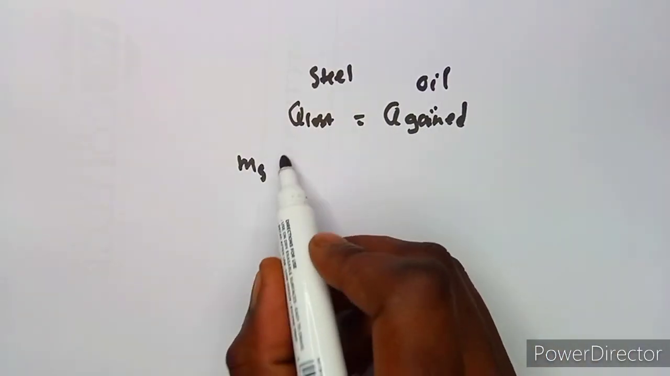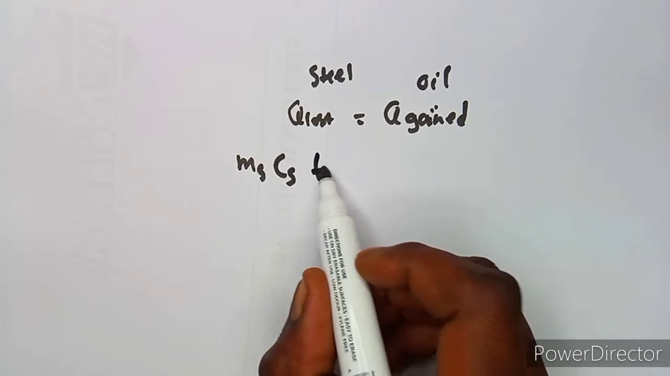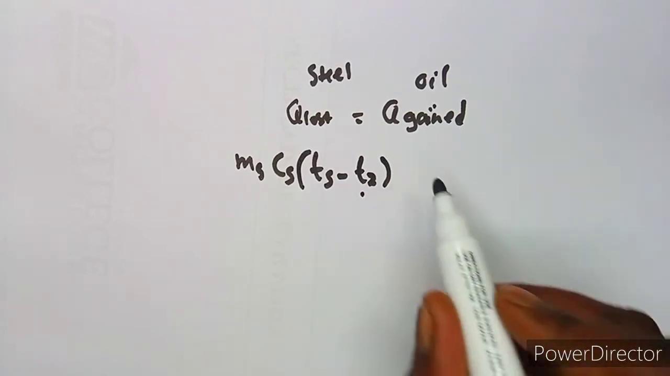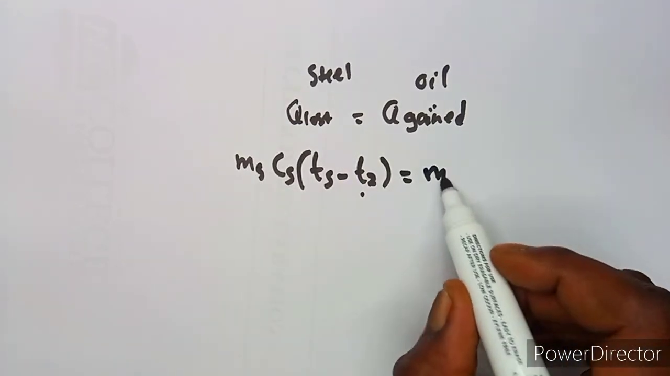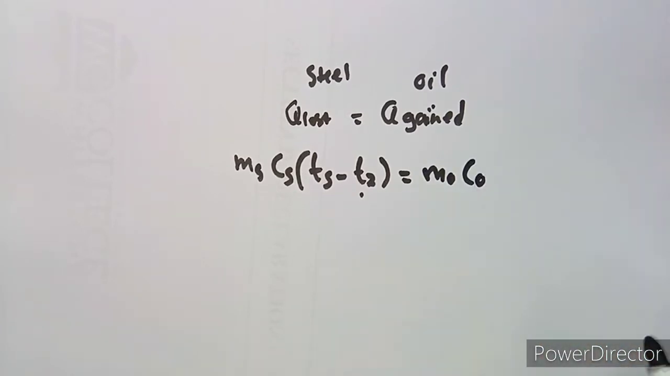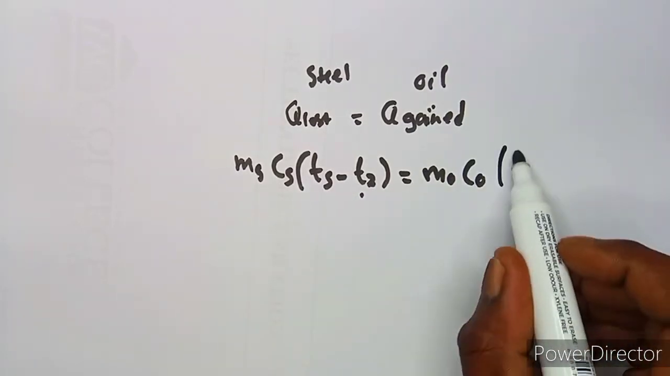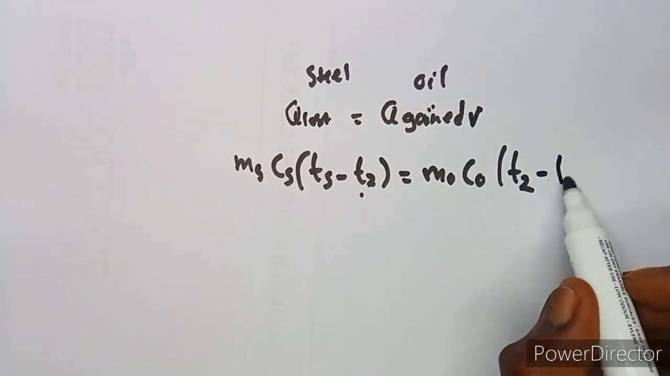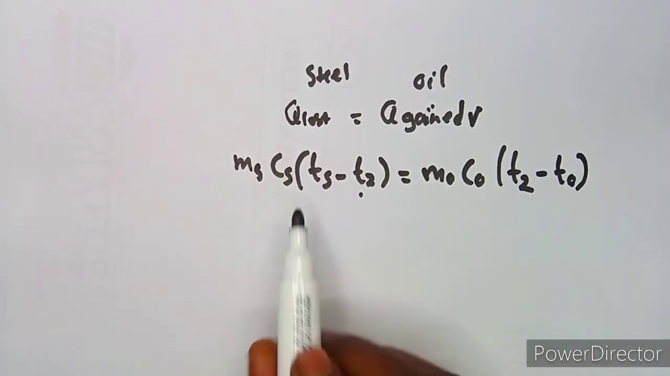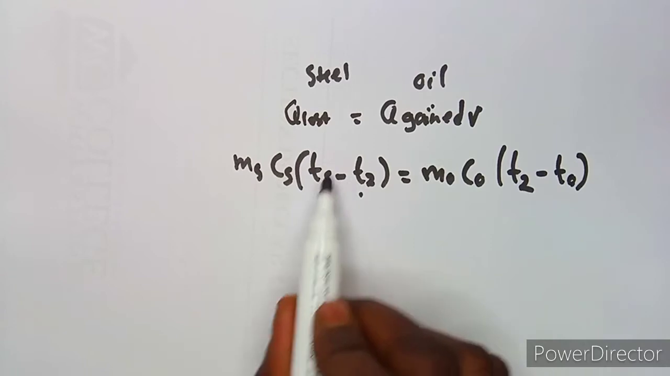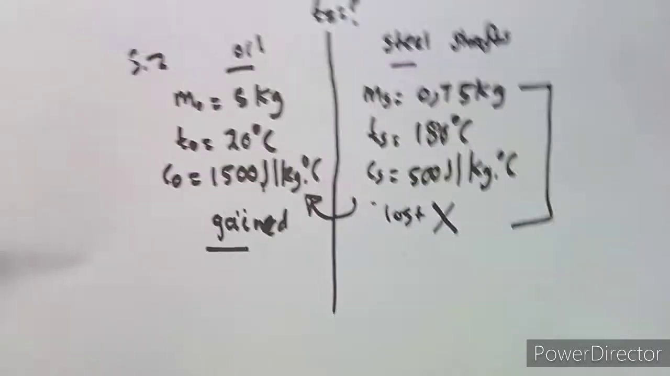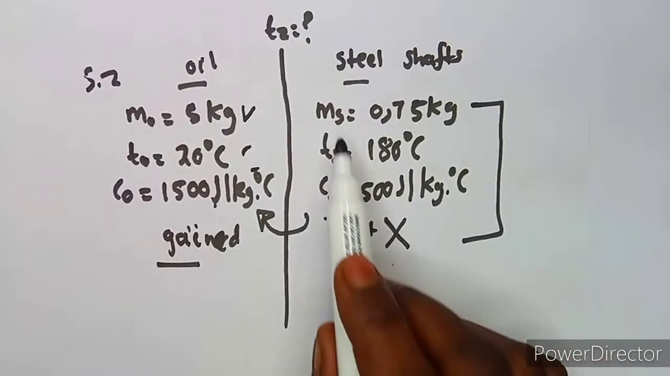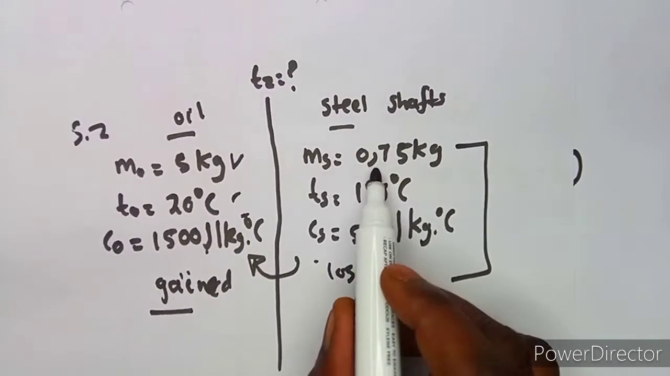So it's mass of steel times the specific heat capacity of steel, times T steel minus T2, the final temperature of the mixture, which is equal to mass of oil times the specific heat capacity of oil, times T2 minus the oil's temperature, because that one is the one that gained. You subtract the final temperature for the steel because it's losing. So you can substitute so that you can calculate this. Let's substitute the mass of steel, 0.75.